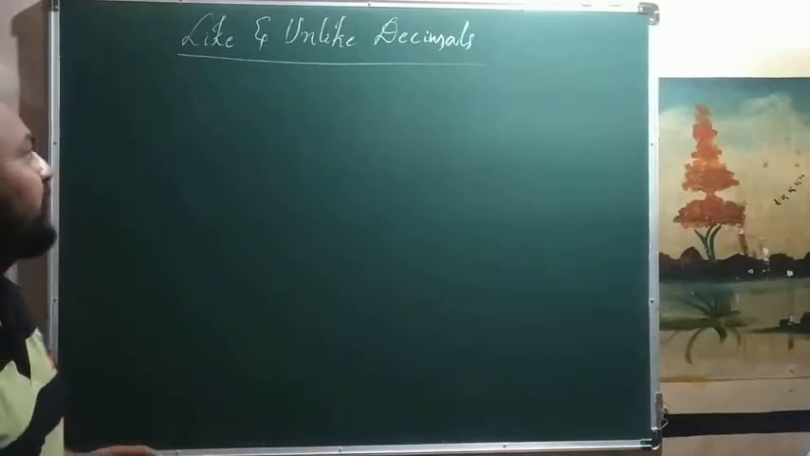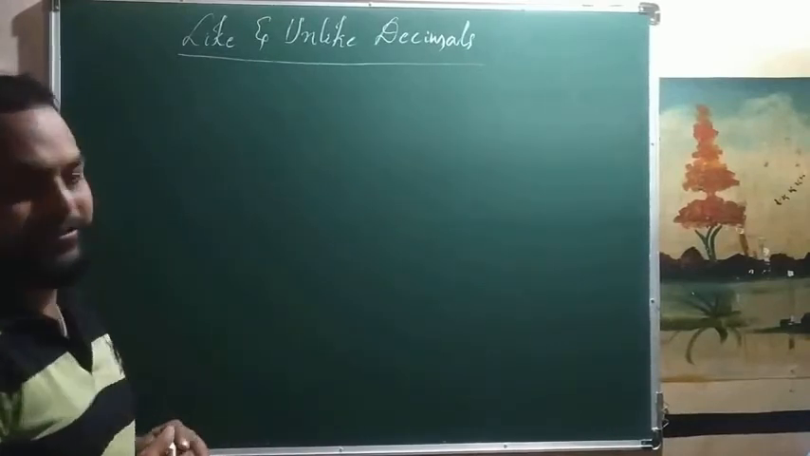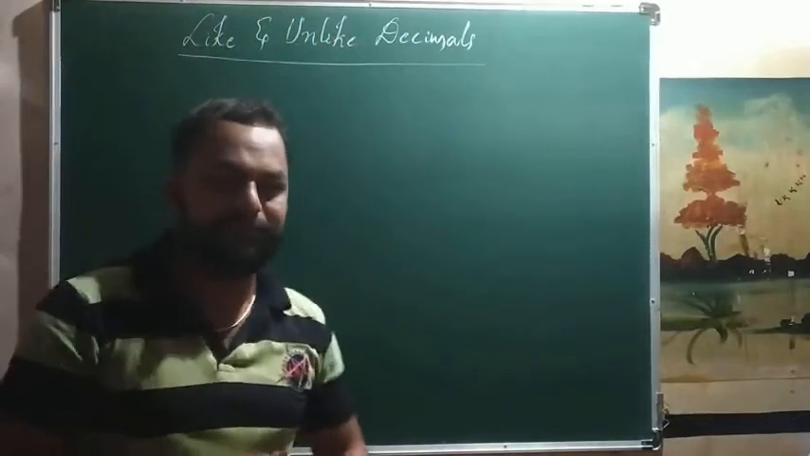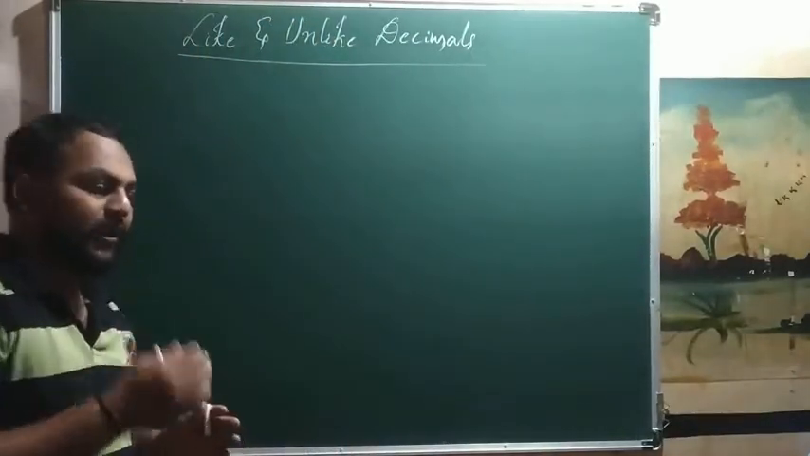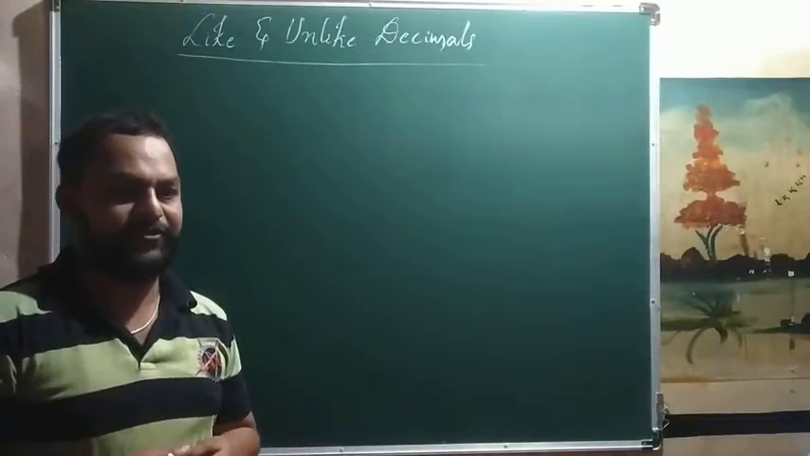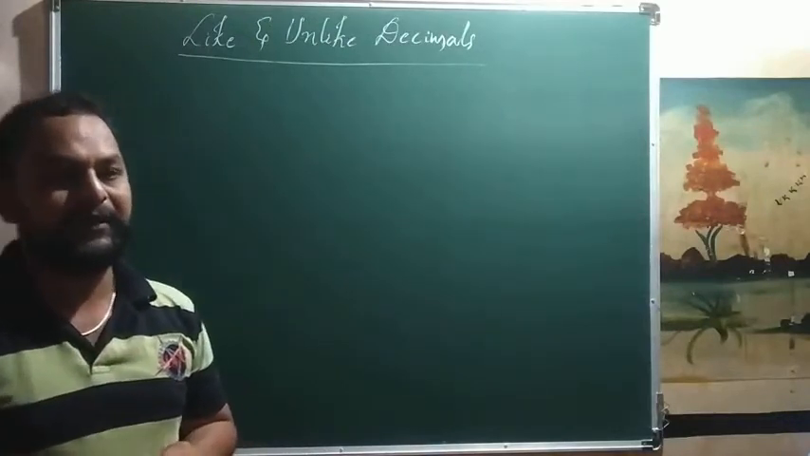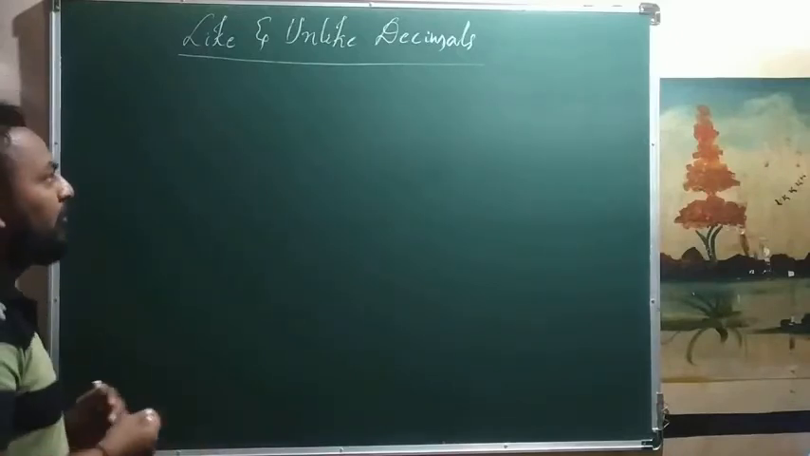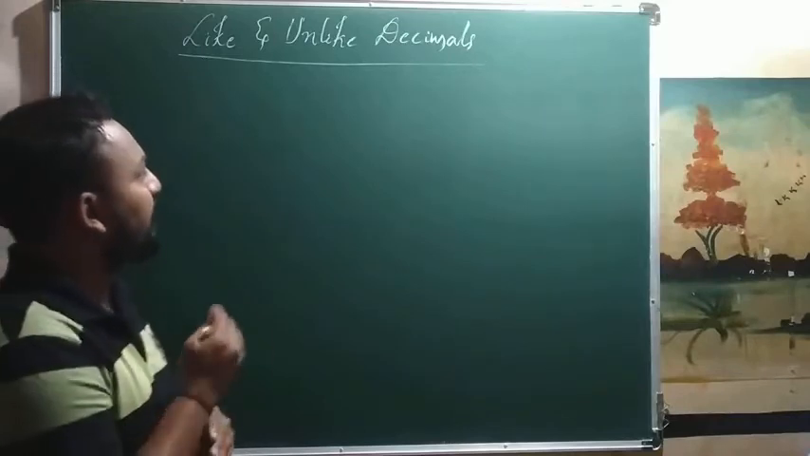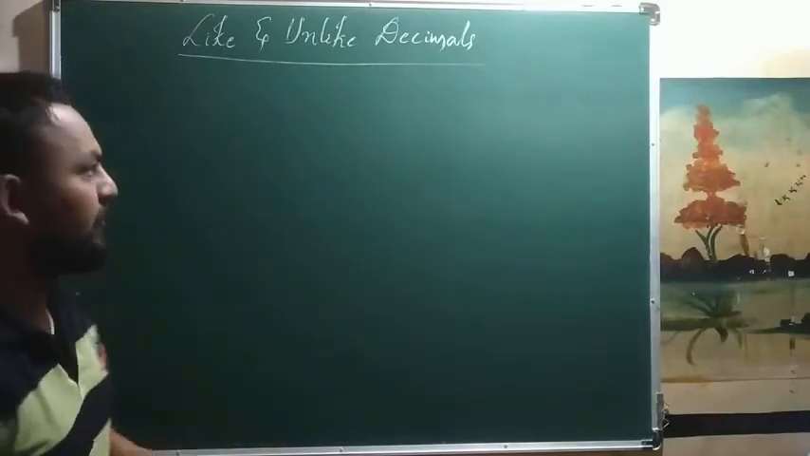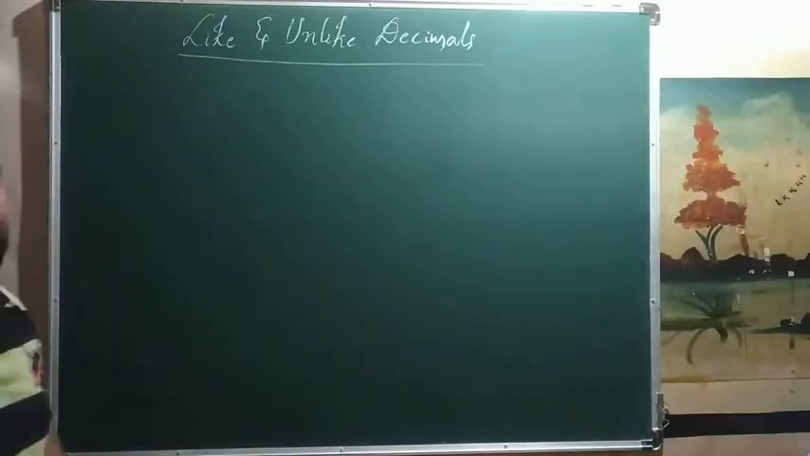Yesterday in the previous class, we discussed the place value chart of decimals. Today, let us start a new concept: like and unlike decimals. We know how to compare like fractions and unlike fractions. Here, decimals, like and unlike decimals.